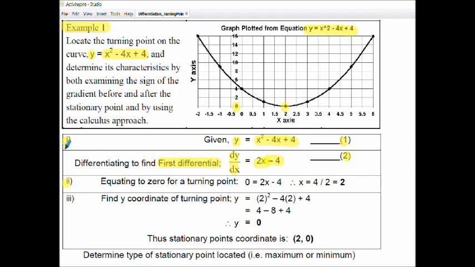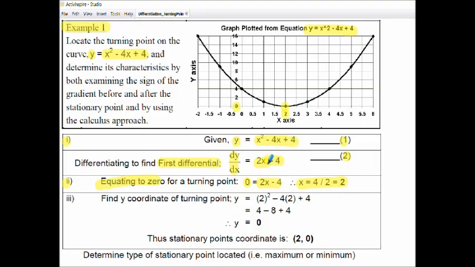Step 2 of our process, we're going to equate to 0 the dy by dx equation. So I've got 0 here for dy by dx. It equals 2x minus 4. In this case, this is a direct solution. Just by rearranging the equation, we can solve for x. So adding 4 to both sides and dividing by 2, the x location is 2, which of course we can clearly see from the diagram above.